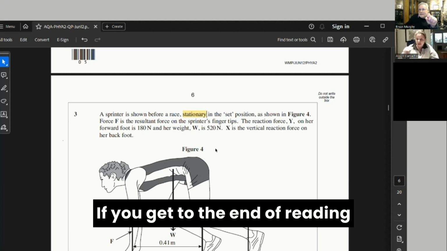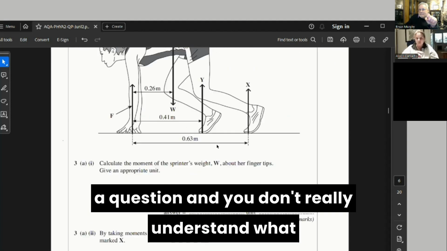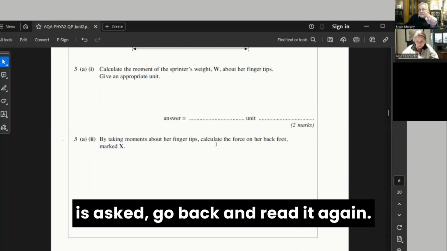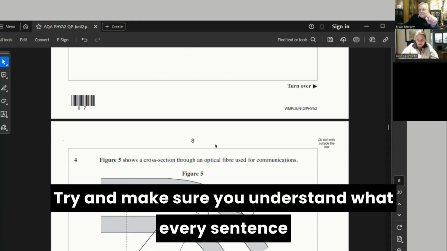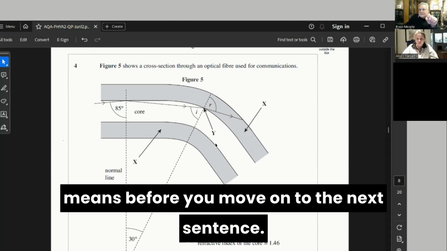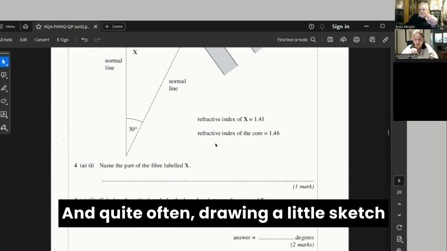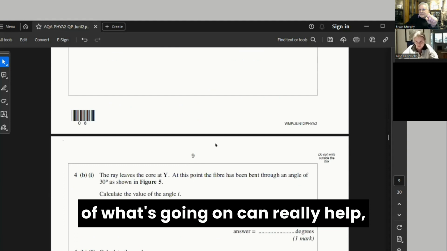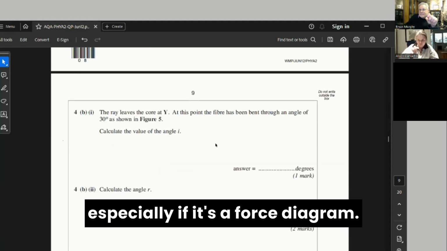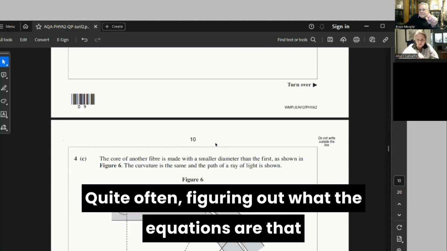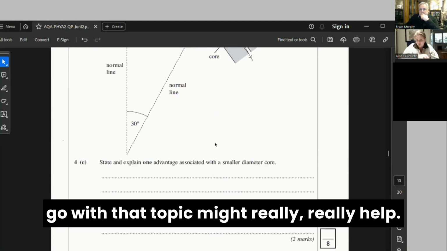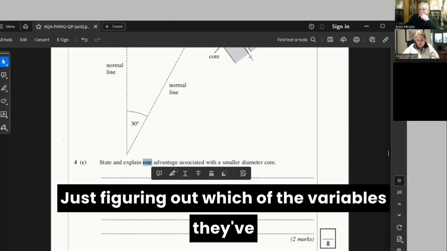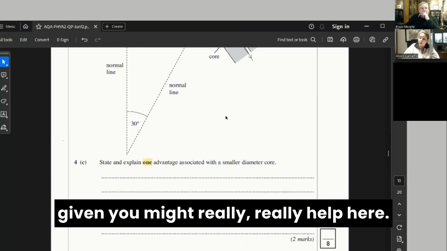Right now, if you get to the end of reading a question and you don't really understand what is asked, go back and read it again. Try and make sure you understand what every sentence means before you move on to the next sentence. And quite often, drawing a little sketch of what's going on can really help, especially if it's a force diagram. Quite often, figuring out what the equations are that go with that topic might really, really help. Just figuring out which of the variables they've given you might really, really help.